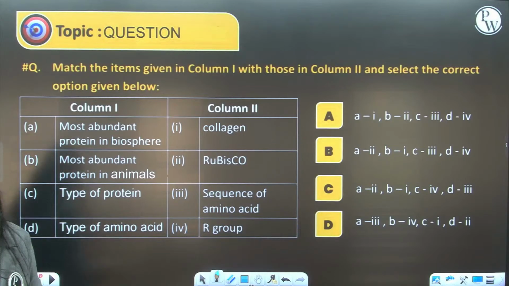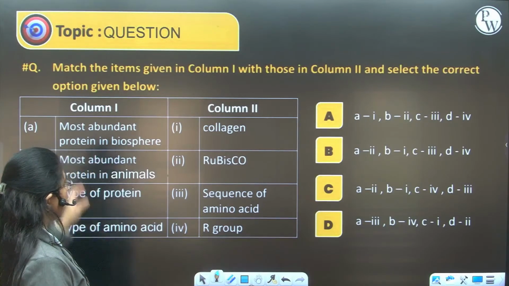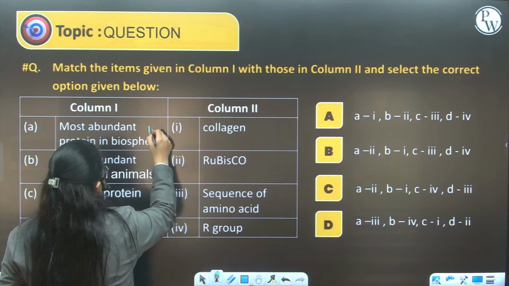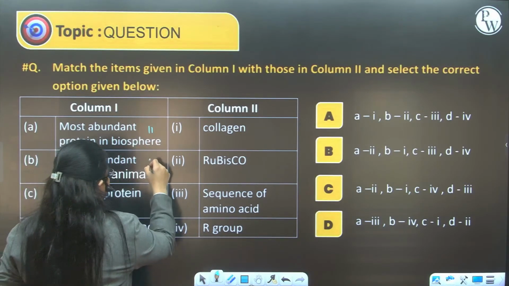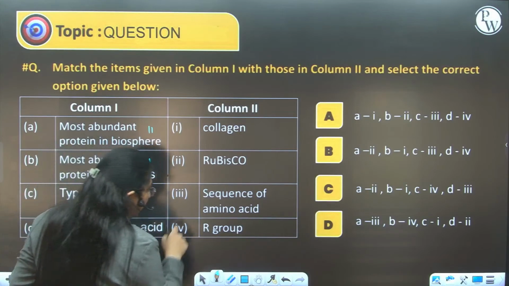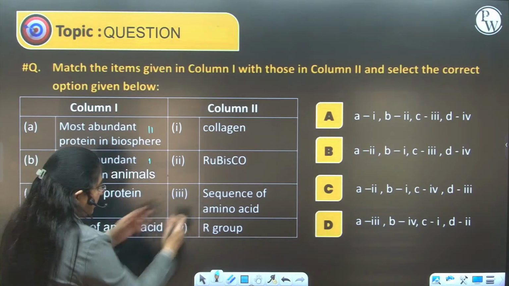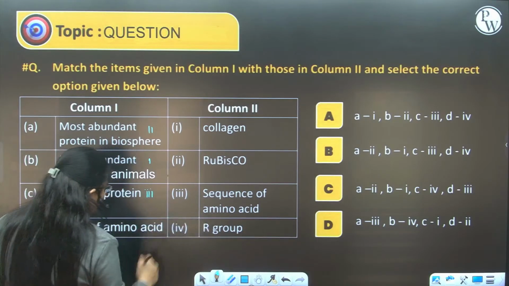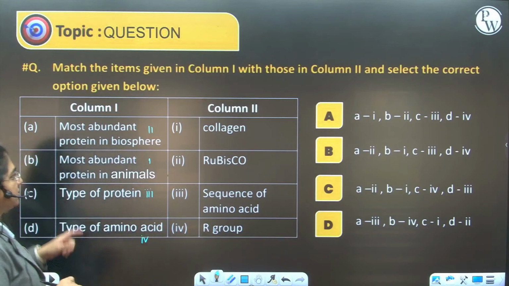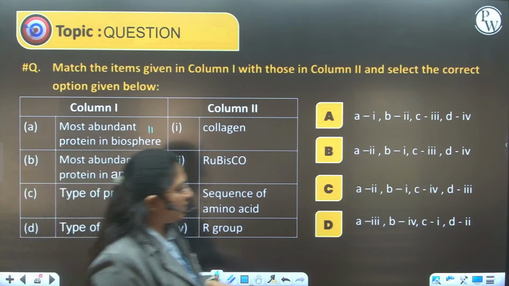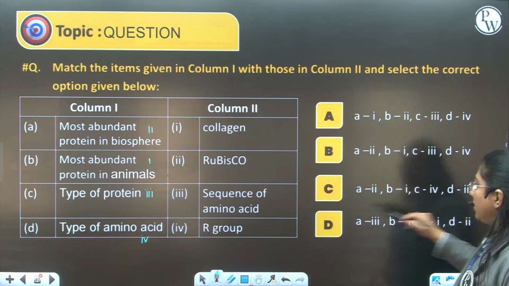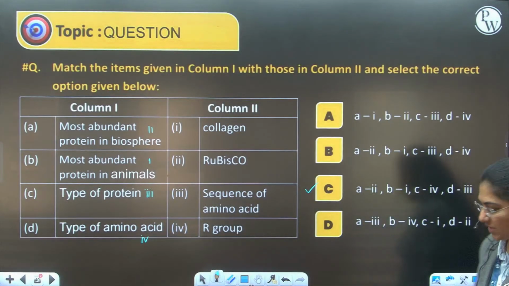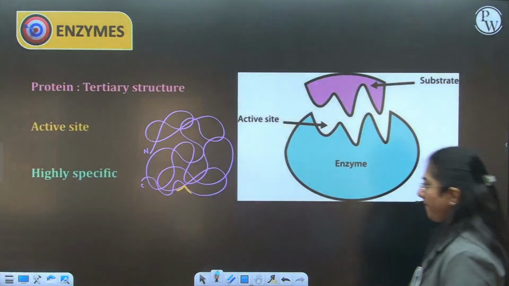Let's see. Most abundant protein in the biosphere, the answer is rubisco. Most abundant protein in the animal is collagen. What decides the type of protein is the sequence of amino acids, that is 3. And what decides the type of amino acid is the R group, that is 4. So the answer will be 2, 1, 3 and 4. Let's see which option has that. So 2, 1, 3 and 4, the answer is C. Yes, so most of you have answered C. Very good.